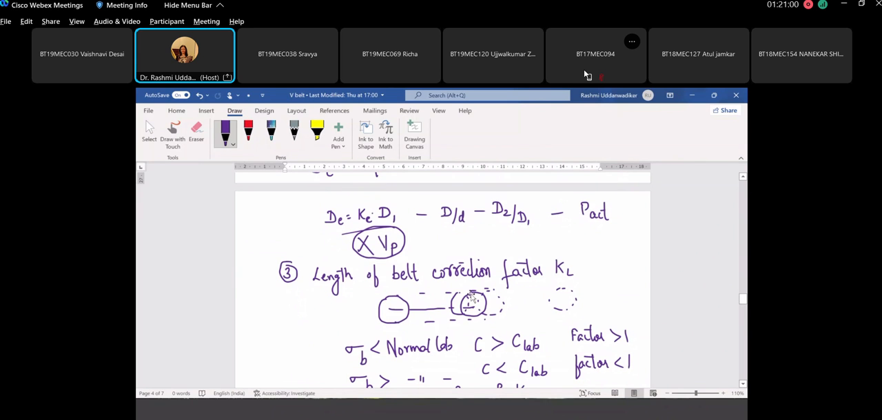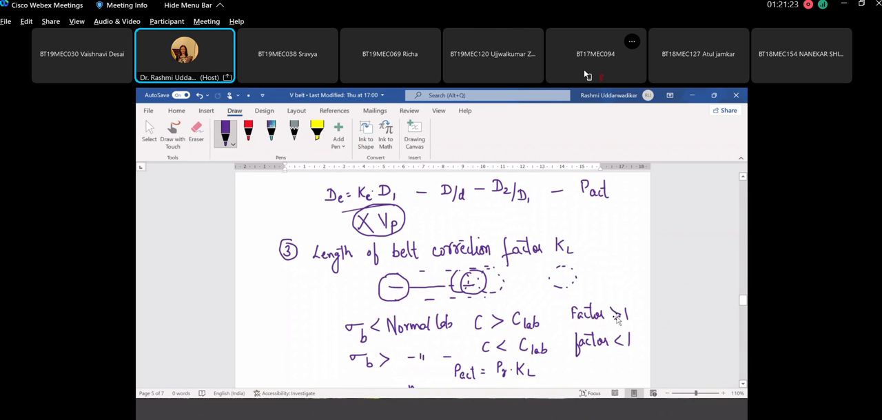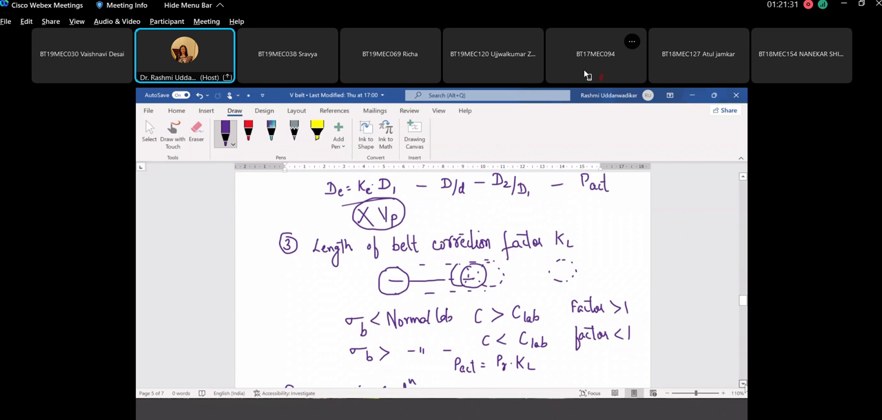The next correction factor is the length of the belt correction factor. We calculate some pitch length using the formula. This pitch length will not be exactly equal to the pitch length tested in the lab, so the center distance would vary. So we have to go with either a larger or a smaller standard pitch length. Accordingly, there is a correction factor which needs to be multiplied. This correction factor will again change the value of actual power transmitted.